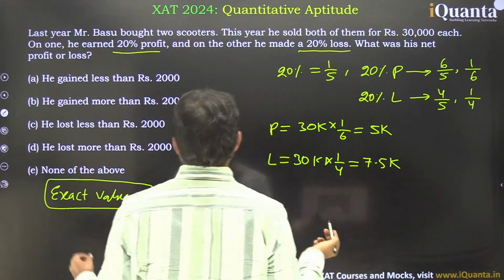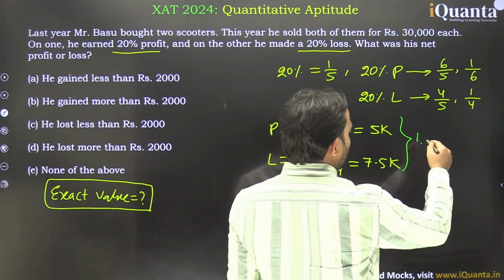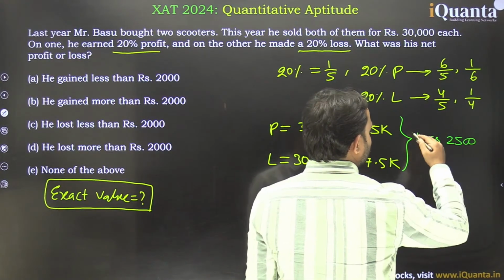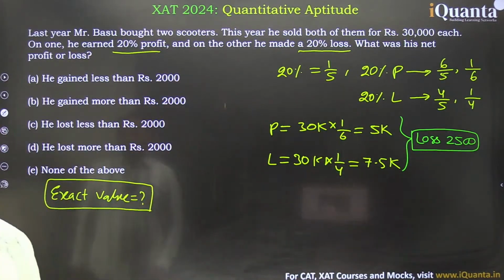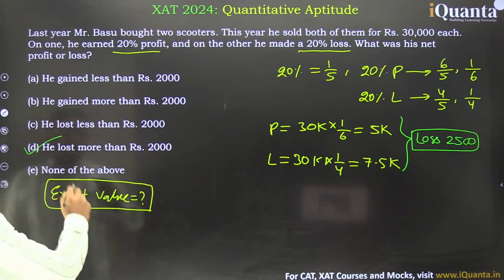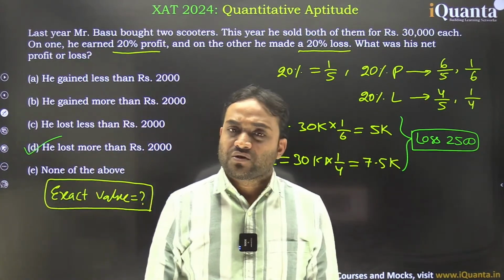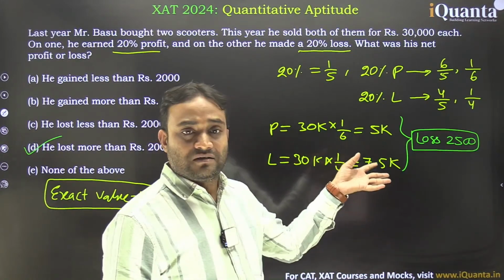So as you can see, overall there is a loss of 2500. Overall loss of 2500. So in that case, the answer is option D. He lost more than 2000 rupees. As we don't need to find the cost prices here, I did not find them.